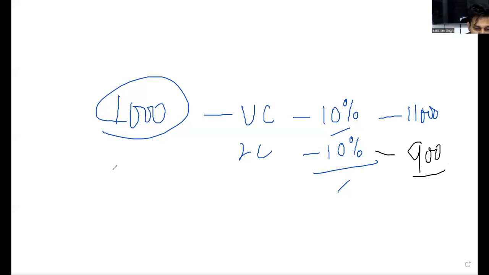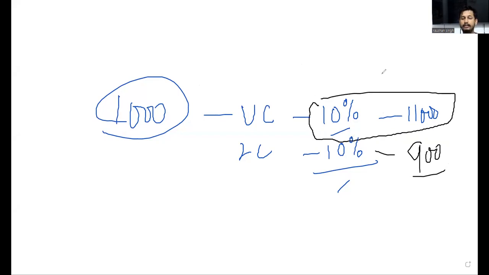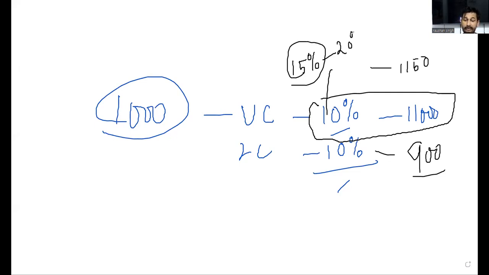Now, what happens in a situation if the upper circuit is hit? If the upper circuit is hit, after that there will be a revision of the upper circuit. The next revision will be 15%. That means it can go up to, let's say, 1150. Then if that also is hit, then 20%, which means 1200. If that also is hit, then 25%, 1250.